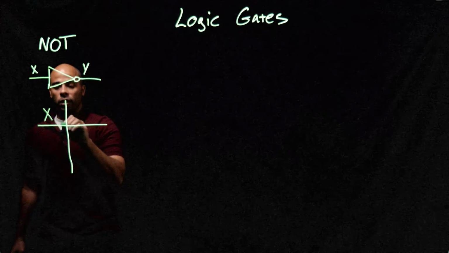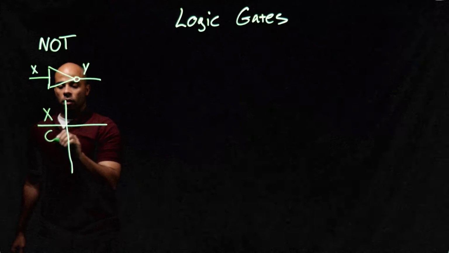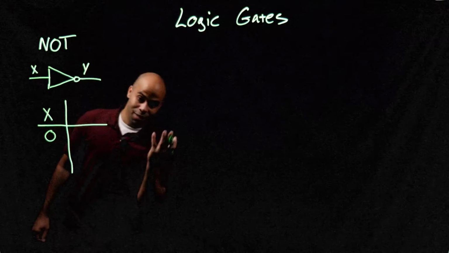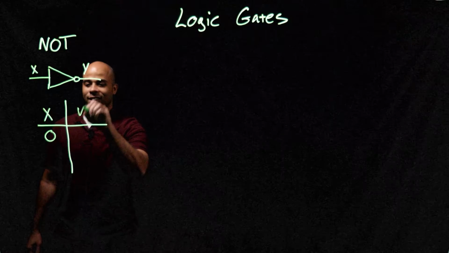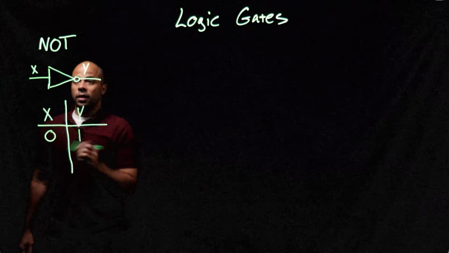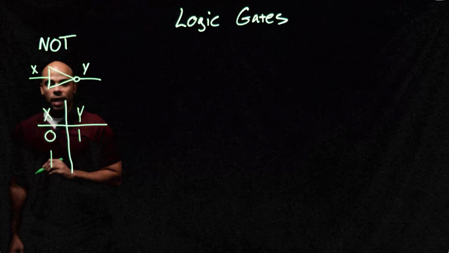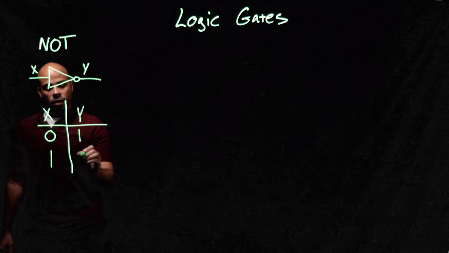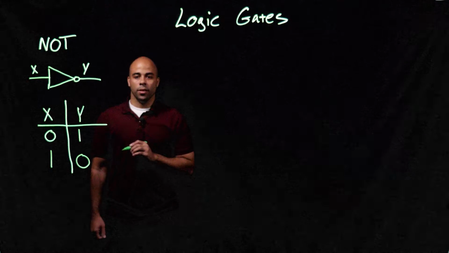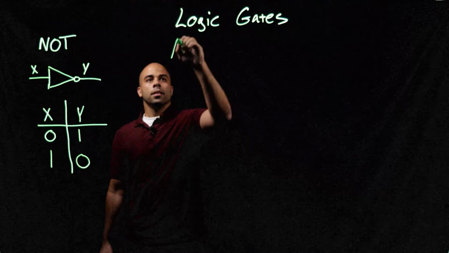So for the inverter, if the input is a logic low or 0, the inverter inverts it. So the output will be a 1. Now for the other case, if the input is a logic high or 1, then the output will be a 0. The second gate that we're going to look at is the AND gate.